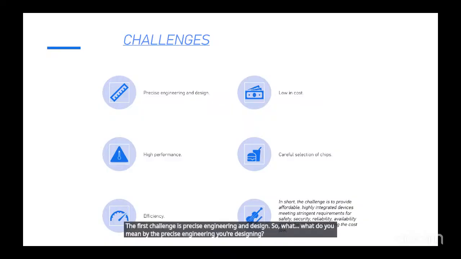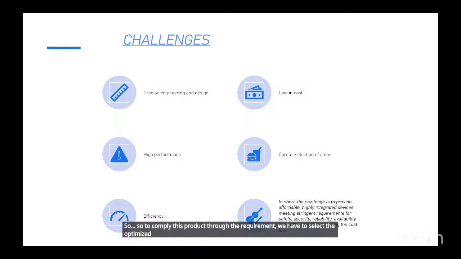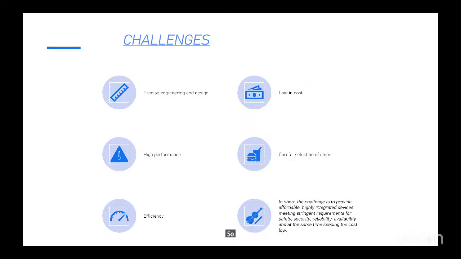To design any product, we have to have some requirements. Based on the requirements, we have to design our electronics hardware, and on top of it we have to write the software. So to comply with the requirements, we have to select the optimized hardware only. We can't leave any requirement as is, otherwise it will have issues.